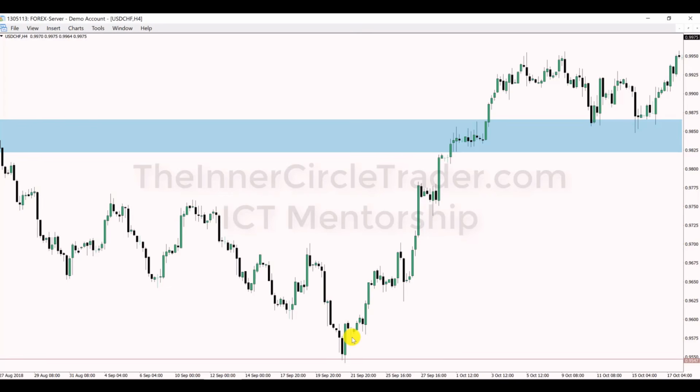We could use that as our entry point, bullish order block, stop below here, and that could be your position entry. That could be your short-term entry. It could be your swing trade entry.